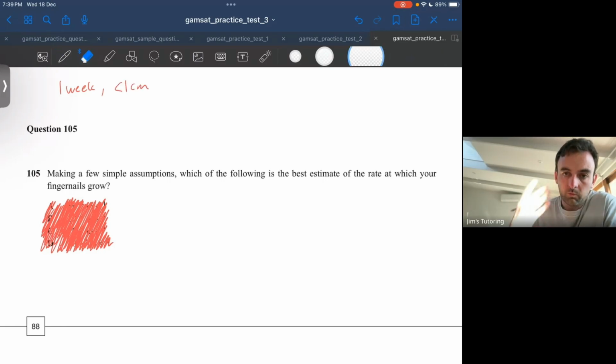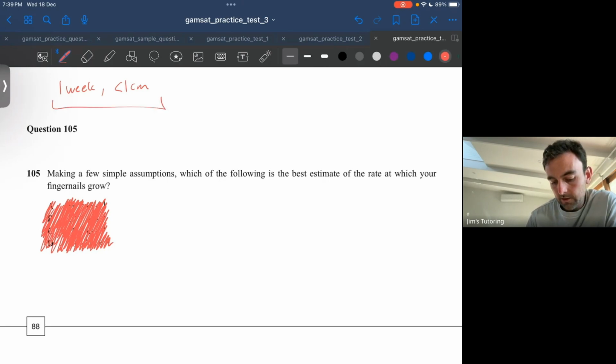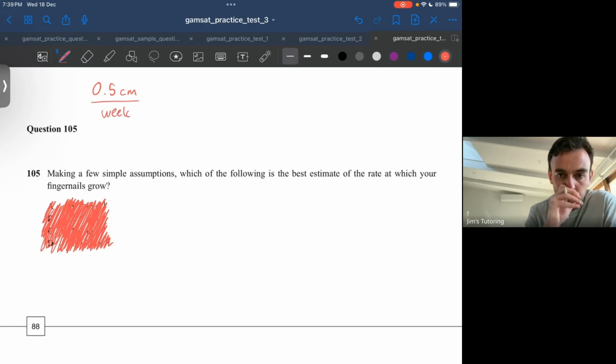Now, why I really like that. You've got this, and that's essentially a unit of measurement, so we can write that. Now, you said less than a centimeter, so I'm going to say 0.5 centimeters a week. Maybe that might be slightly over, but it doesn't matter, and I'll show you why it doesn't matter.